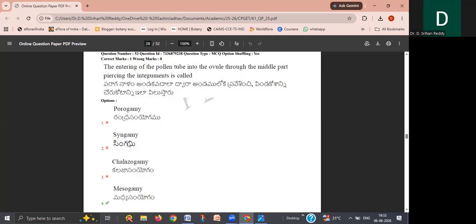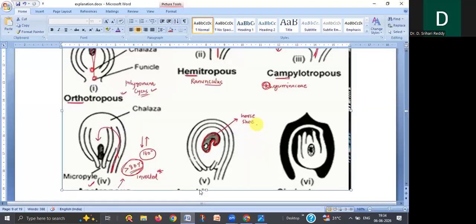So syngamy is a different term. It is not related to pollen tube entry. Syngamy, what is syngamy? You must know. It is the fusion between one of the male gametes and the female gamete, or egg cell. That is called syngamy. So it is not related to this question. Mesogamy is the answer.